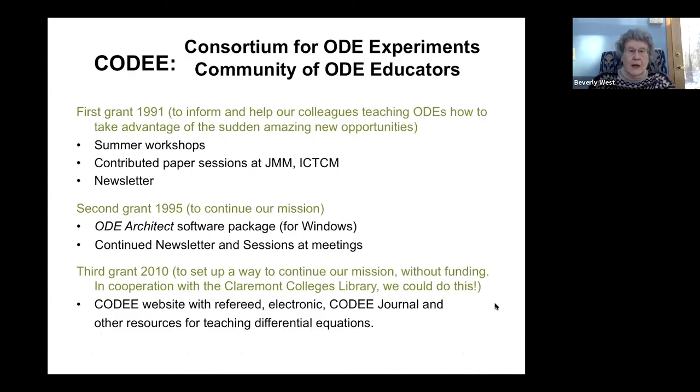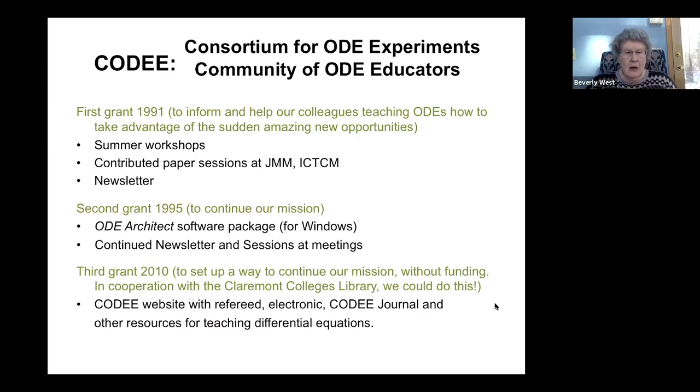With this first grant in 1991, each institution hosted a 1-week summer workshop for some 30 colleagues from all over the country. They were wildly successful. Participants went on to give dozens of talks and workshops at regional meetings, conferences, department colloquia. We gave a lot of contributed paper sessions at JMM, at ICTCM, which is the International Conference for Technology and Collegiate Mathematics. It was very big at that time in the 90s.